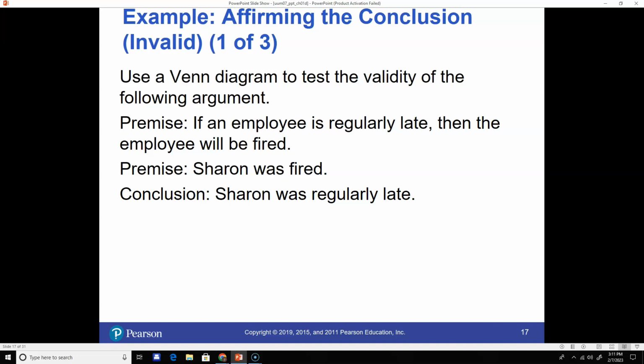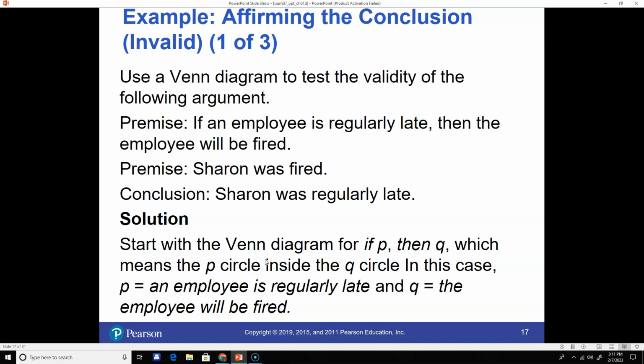Sharon was fired, therefore Sharon was regularly late. That's not necessarily the case, right? There's lots of other reasons you could be fired for. She could have been stealing from the company, but always been on time. But let's do this now with the Venn diagram bubbles.